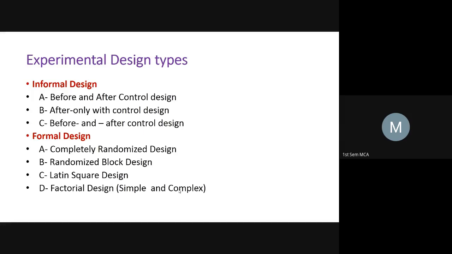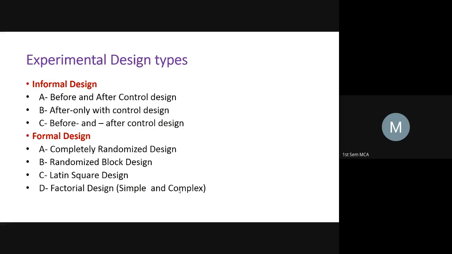So we have before and after with control design, after only with control design, and before and after without control design. I think one is with control design and the other is without control design. Before and after with control design. Next is after only with control design. Next is before and after without control design. These are the three different categories.